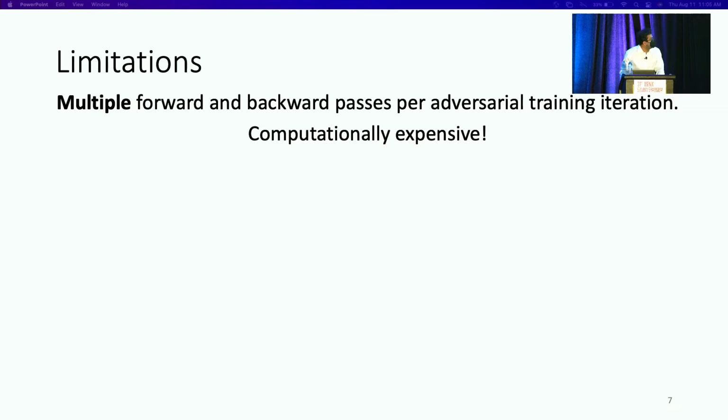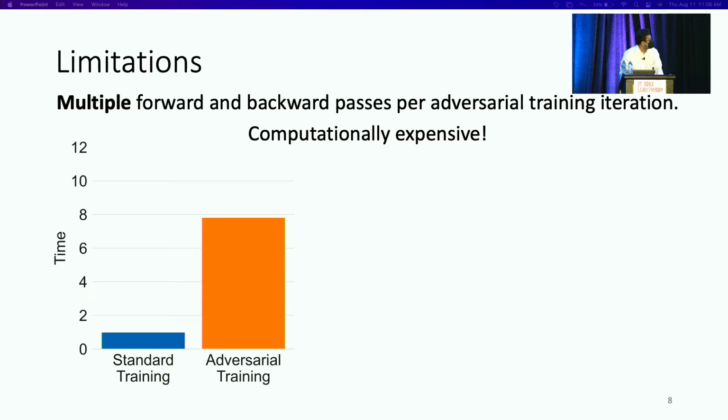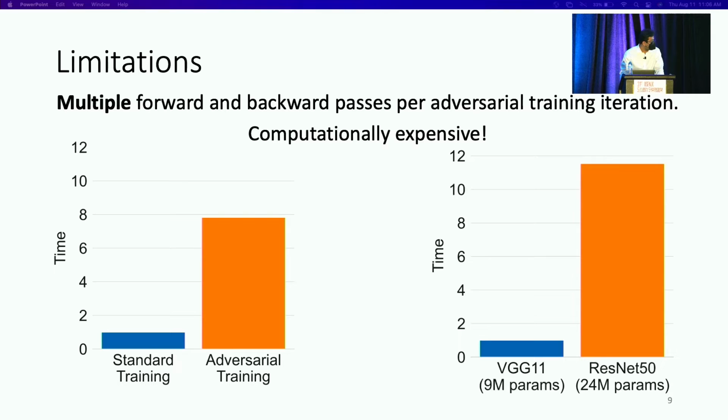Overall, adversarial training requires multiple forward and backward passes through the network every training iteration. Naturally, this makes adversarial training very expensive computationally. So for example, as compared to standard training, adversarial training requires about 8x total training time. Furthermore, this computational overhead scales poorly with the network size. So for example, a ResNet 50 network, which is about 2.5 times larger than a VGG11 network, would require about 12x more total training time to be trained adversarially.